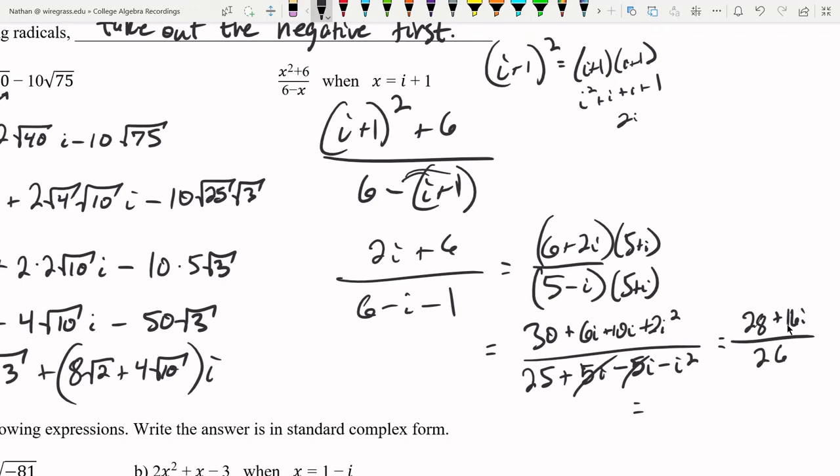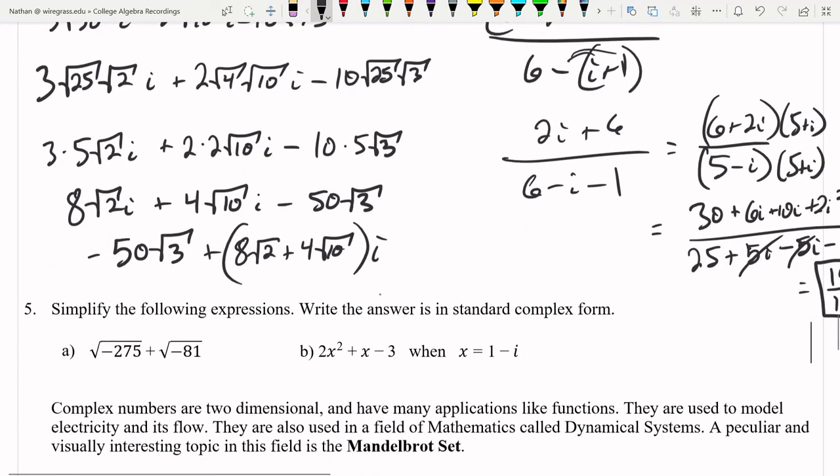I'm going to also break up the fraction. So we're going to get 14 over 13 plus 8 over 13i. And that is in standard complex form. So that's going to be my final answer there. Okay, give it a try in number 5.